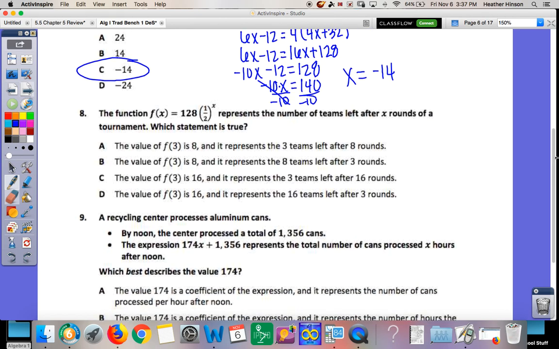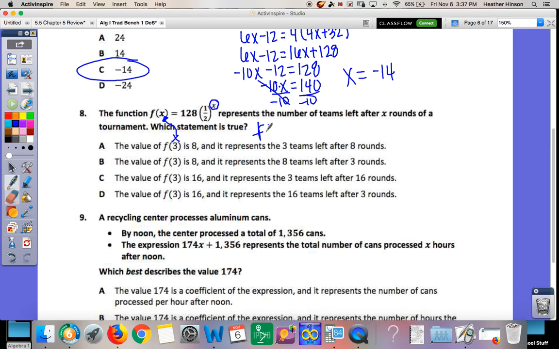Okay, 8. The function f of x equals 128 times 1/2 to the x represents the number of teams left after x rounds of a tournament. Which statement is true? So they all say the value of f of 3. What is f of 3? F of 3 is just x. Just like x is in parentheses right there. All that's telling you to do is take 3 and plug it into x.